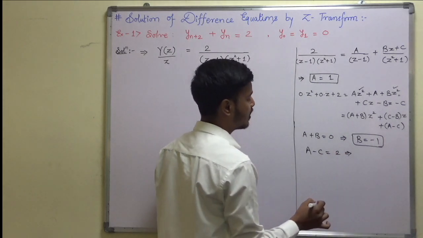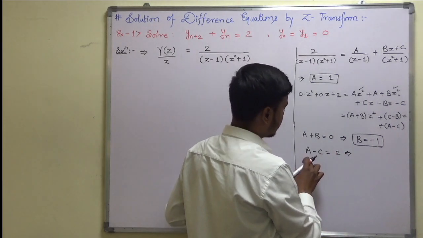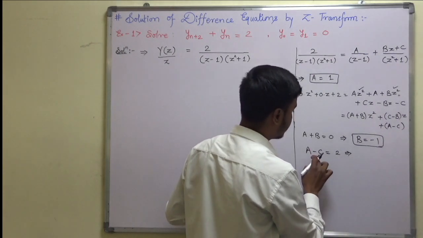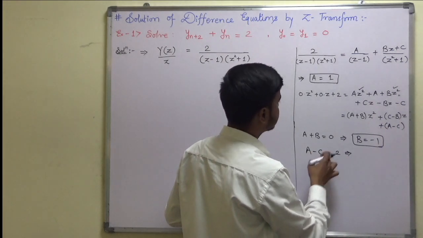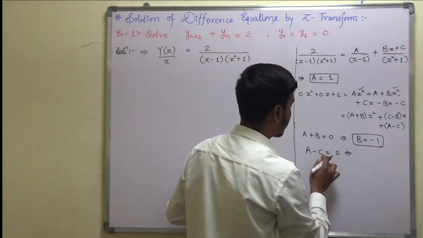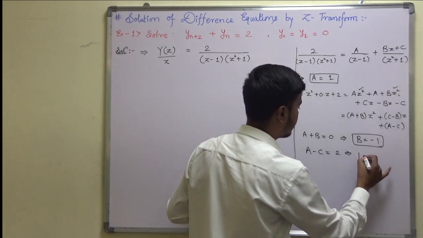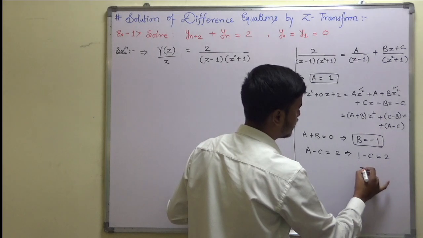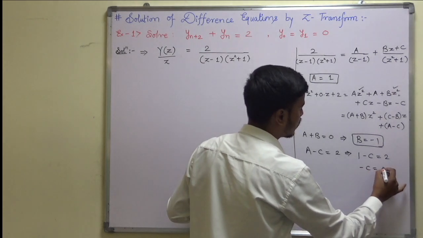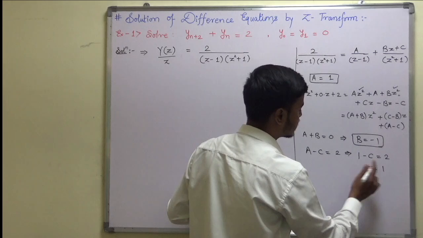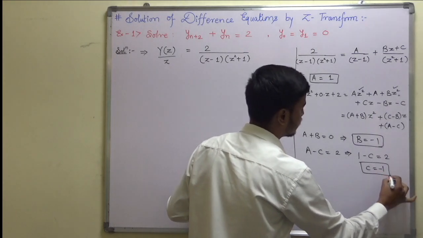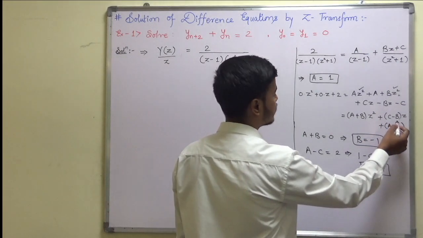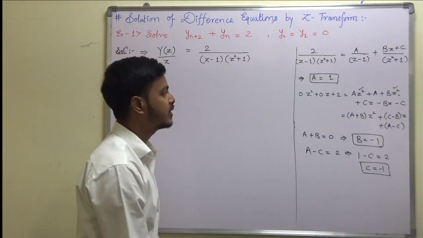This implies a is 1. A minus c is equal to 2, so a is 1, 1 minus c is equal to 2. So this is going to be minus c is equal to 1, so c is equal to minus 1. So I am getting a, b, c. If you want, you can take this also, again you will be getting c is equal to minus 1.